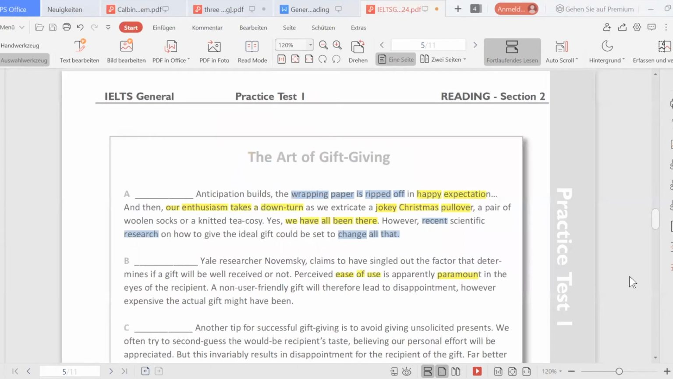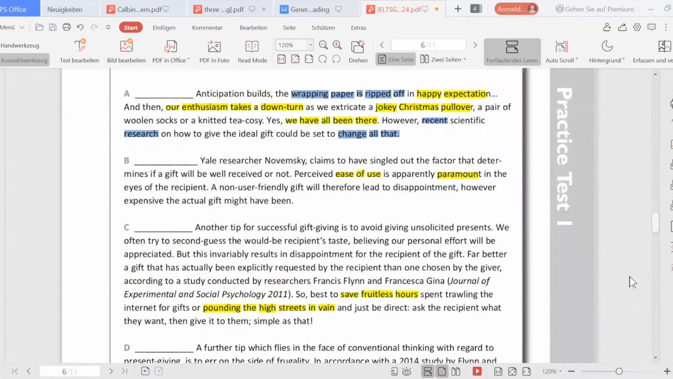So once you've done that, move on to section B, right? Okay, so here: Yale researcher Novemsky claims to have singled out the factor that determines if a gift will be well received or not. Okay, so, factor, gift will be well received or not. Okay.